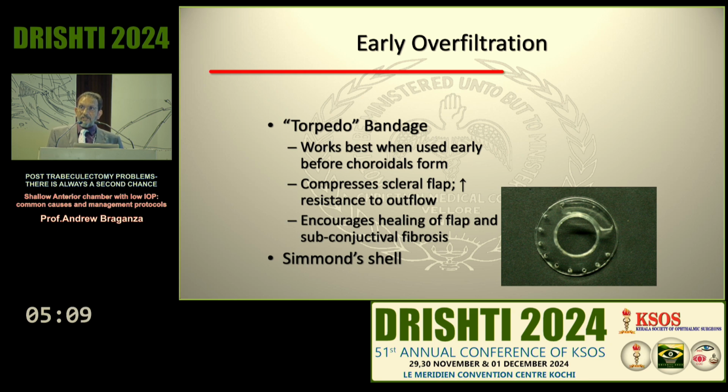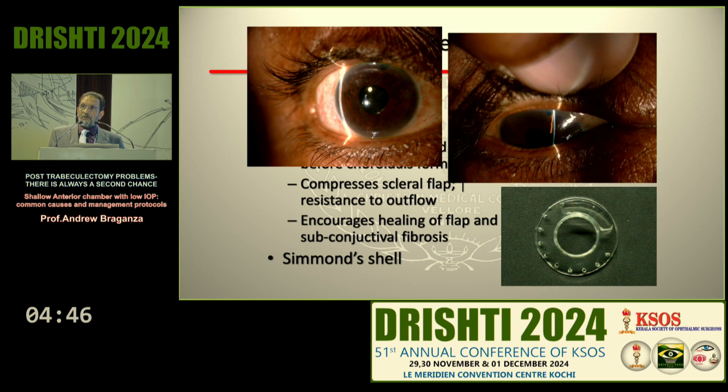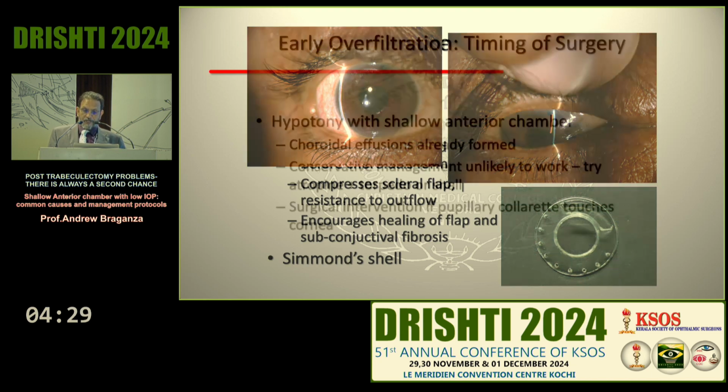You can use a Simmons shell, which is a device shown here, which has a platform which presses over the site of the trab, and you try and compress that. One small clue that I found that is clinically useful is when you have a shallow or almost flat AC like this, if you try and support the bleb area with your thumb through the eyelid and you find that your AC is forming up, you're likely to get some results from your torpedo bandage shell or any other means where you can compress the site of drainage.